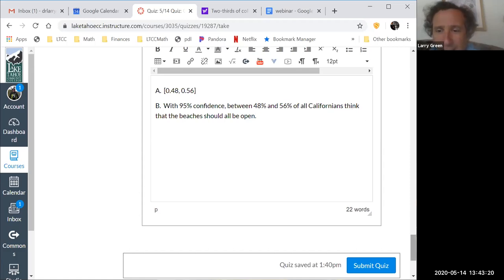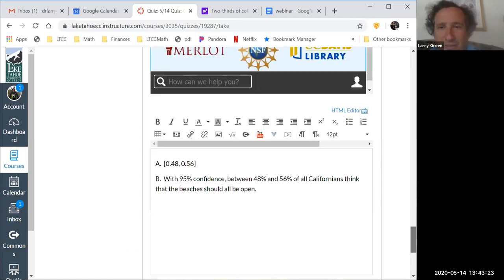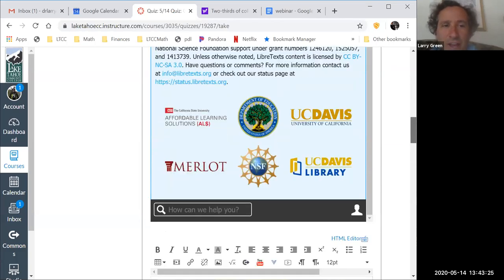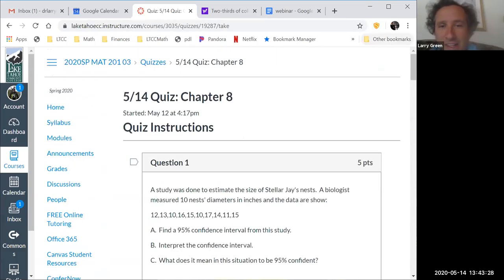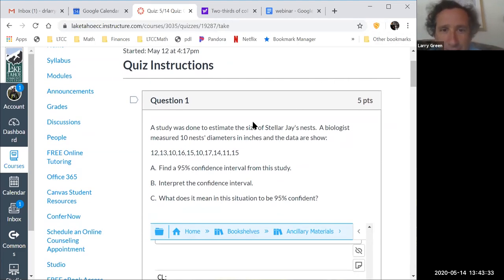Okay, so I want to go back to number one for an interesting reason. Something I'm sure none of you thought about, but I'm going to talk about it. I didn't ask it on this. But if you look at number one, a study was done to estimate the size of Stellar Jay's nests. They measured 10 nest diameters in inches, and here's our stuff shown. So first thing, let me ask you, do we need to make any assumptions when we find this confidence interval? What's the assumption you have to make?